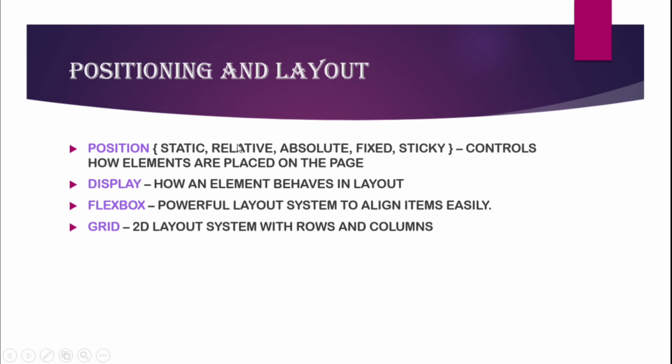Then we have flexbox. Flexbox is another powerful layout system to align items easily. For the display method, we have flexbox as well as grid. These two are the most important, most powerful layout systems that we have. Grid is the 2D layout system with rows and columns. It will create rows as well as columns, and based on that format we create a grid. So these two are very important, flexbox and grid.